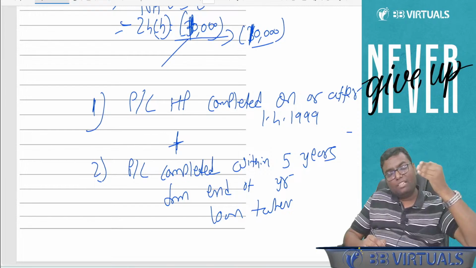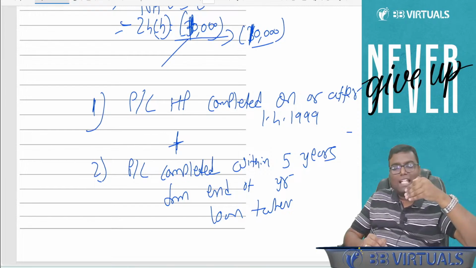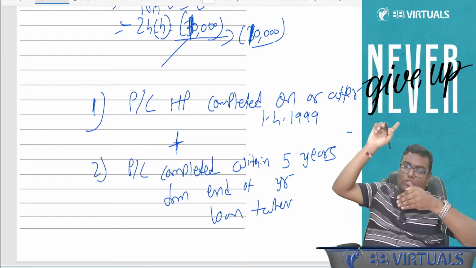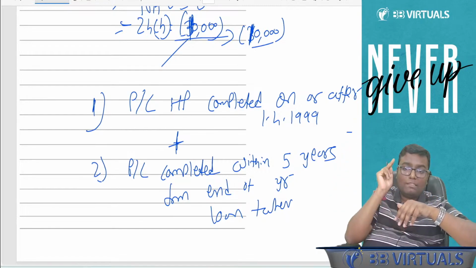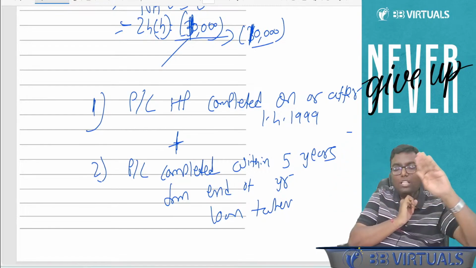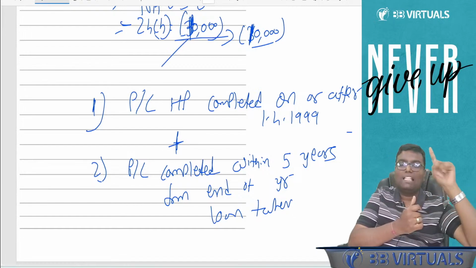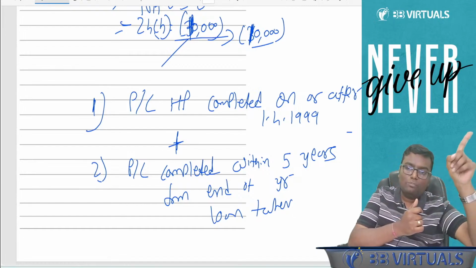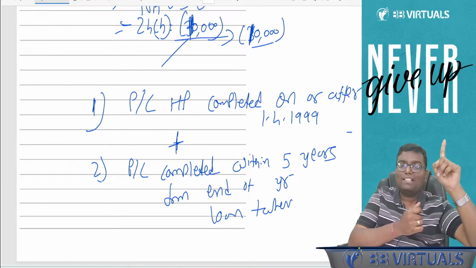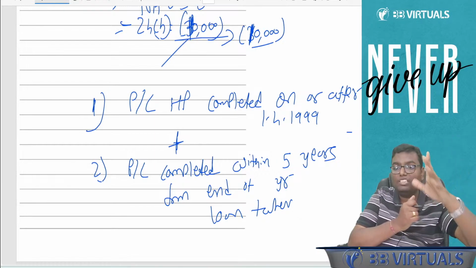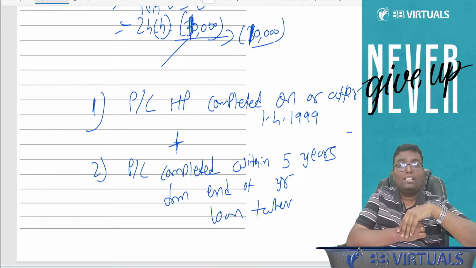If it is completed within 5 years, from that year till whatever year you pay the interest, deduction will be rupees 2 lakh. But if you don't complete within 5 years, let's say you complete within 6 years, from that year till whatever year you pay the interest, every year you will get deduction of only 30,000 as a punishment because you have delayed your construction.